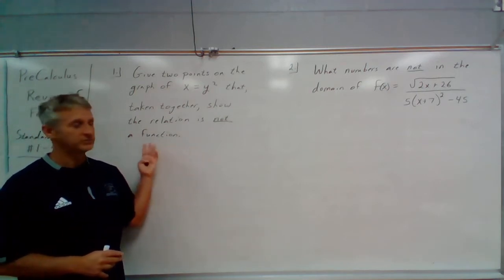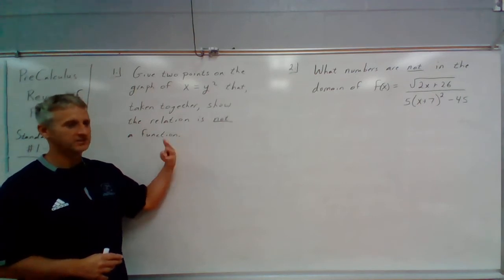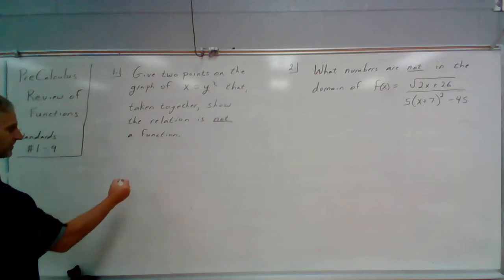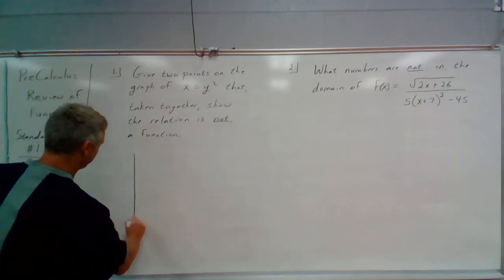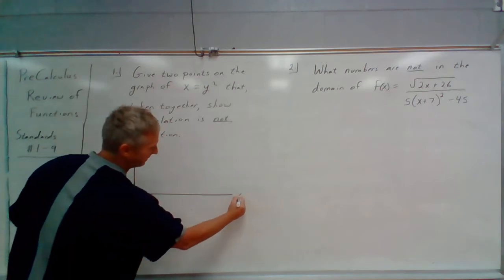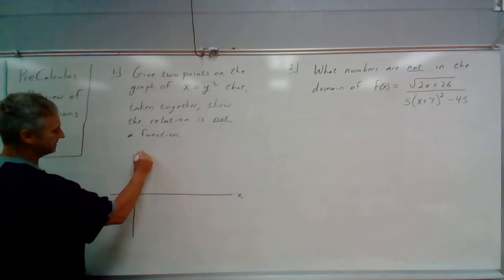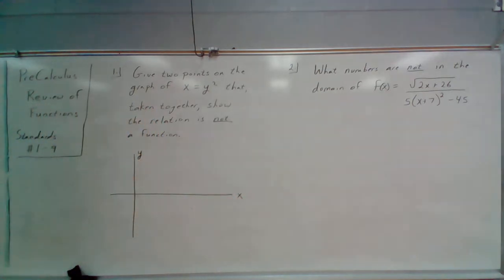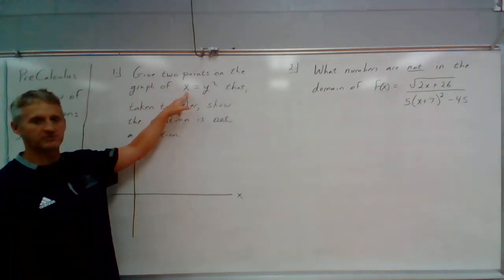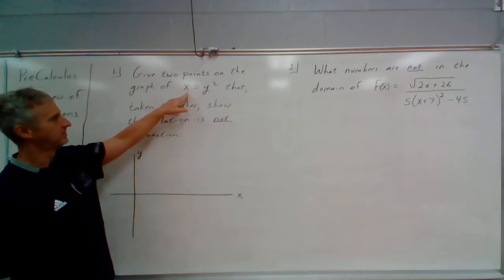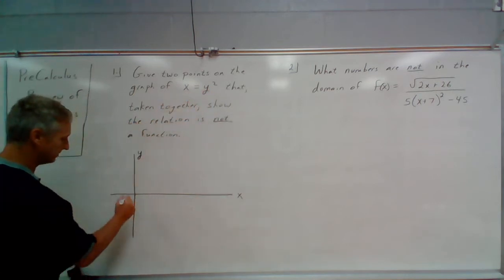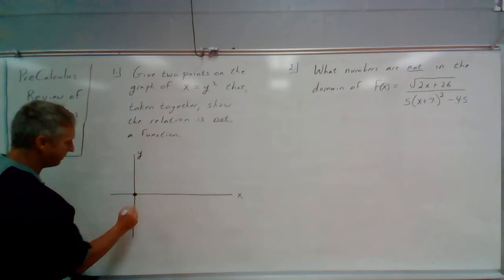Whether I tell you to make a graph or not, it's always a good idea to make a graph so that you can see what's going on. So let's plot some points. Okay, so we have x on the horizontal axis, y on the vertical axis. All right, so let's plug some things in. If I put in a 0 for my x, then y would have to be 0. 0 squared is 0, so I know I have that point.